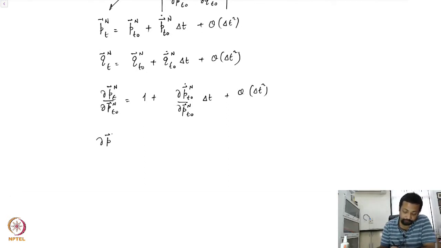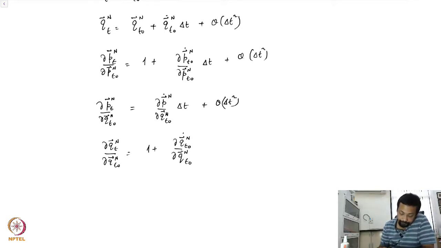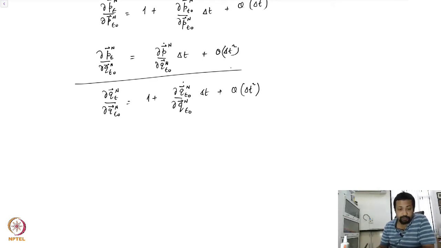Similarly, del Pn t over del Qn t0 is del P dot n over del Qn t0 delta t plus higher order terms. One can do it for the Qn t also. So del Qn t over del Qn t0 is going to be 1 plus del Qn dot t0 over del Qn t0 delta t plus order delta t squared terms. There is no dot in the denominator here, so one has to be careful. One can also write down the corresponding term for del Qn t over del Pn t0.